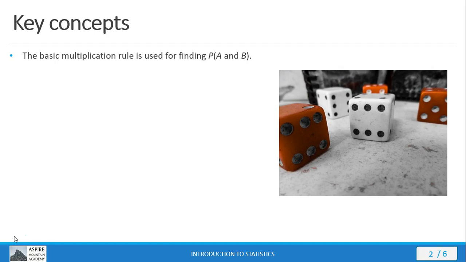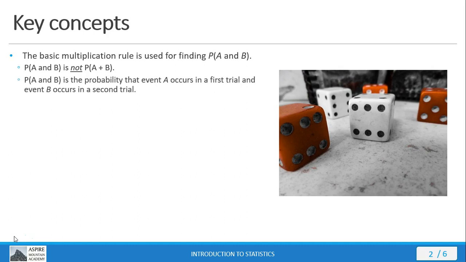First, the basic multiplication rule is used for finding the probability of A and B occurring. Now, take note, the probability of A and B is not the probability of A plus B. The probability of A and B is the probability that event A occurs first in a first trial, and then in a second trial, B occurs later. So there's two trials involved with A and B.